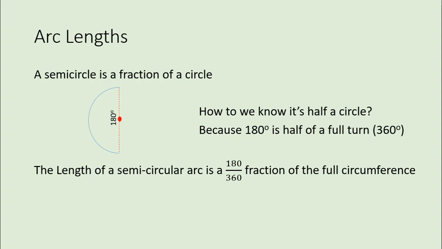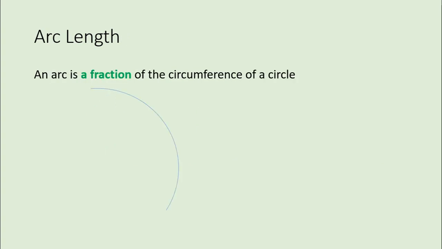So we could say that the length of a semicircular arc is the fraction 180 over 360 of the full circumference, or simply a half of 2 pi r. Remember, our formula for the circumference of a full circle was 2 pi r? Well, this is half of it.